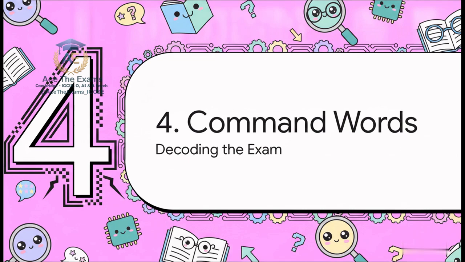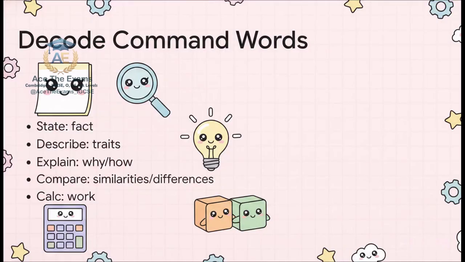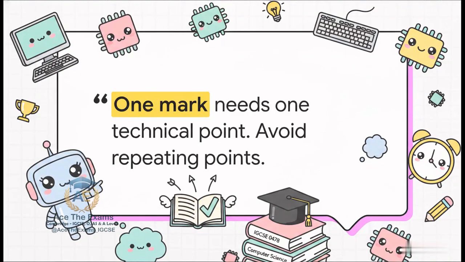Section 4, IGCSE Command Words. You can instantly upgrade your exam game just by decoding what the examiner actually wants from you. If they say state, just give a concise fact. Describe, they want characteristics. Explain means you need to provide the why or the how. Compare demands you look at both sides. And calculate means, you guessed it, show your exact working. You absolutely must match your answer format to these specific command words and apply them directly to whatever scenario the question throws at you. And here's a crucial rule straight from the examiners themselves.